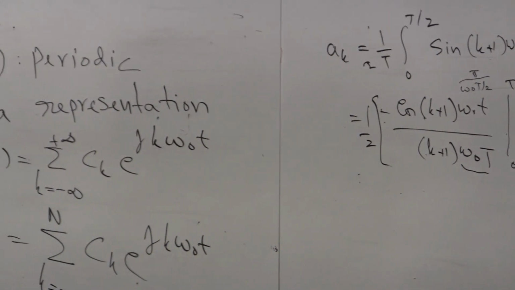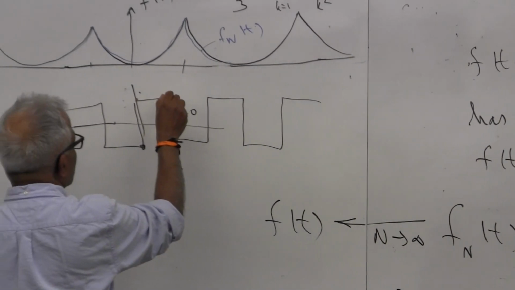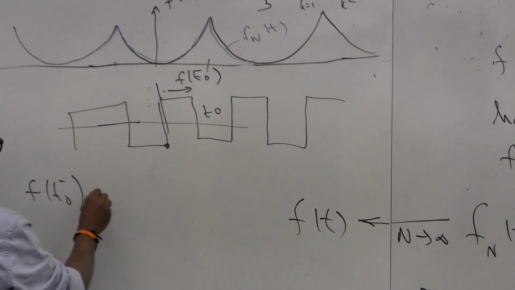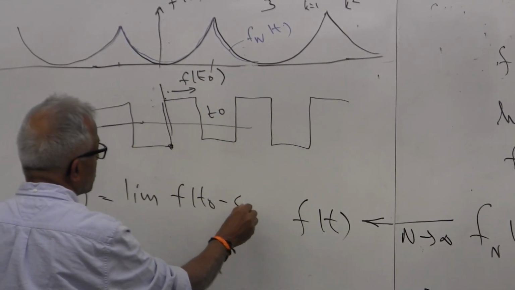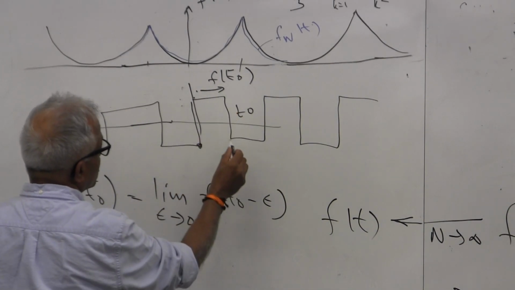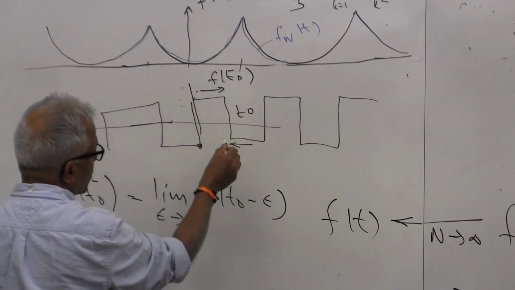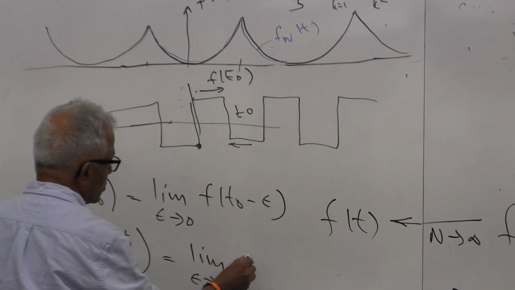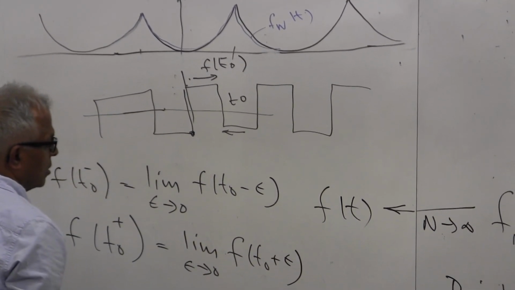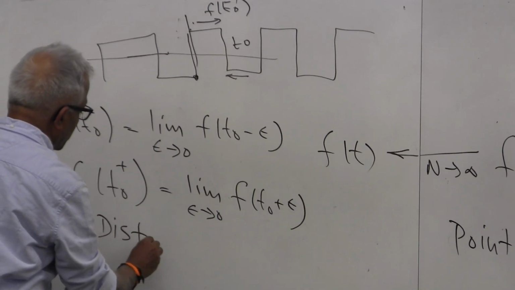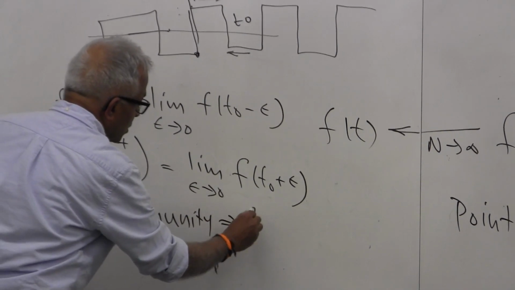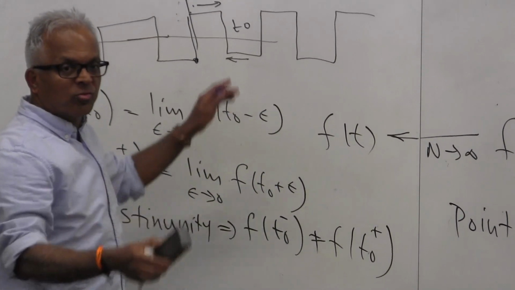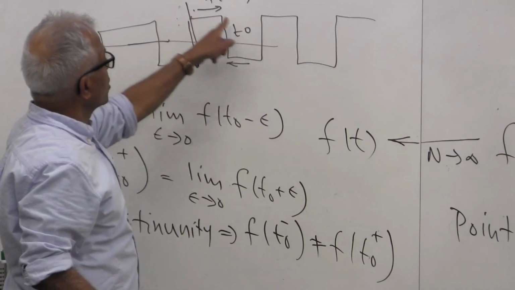if there is a point of discontinuity at t naught, you can approach the function from the left side. That value is known as t naught minus. So what is f(t naught minus)? It's the limiting value of f(t naught minus epsilon) as epsilon goes to 0. As you approach from the right, you get another value. That's what we mean by discontinuity. So I'll write it like this: f(t naught plus) is the limit as epsilon goes to 0 of f(t naught plus epsilon). If you have a discontinuity, these two values are not the same. A sawtooth function is discontinuous, right? Sawtooth. This is a discontinuous function.